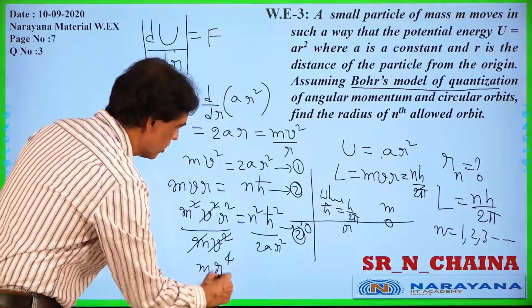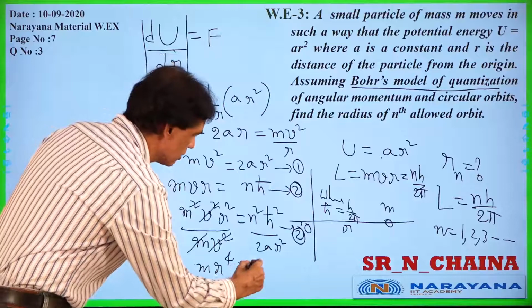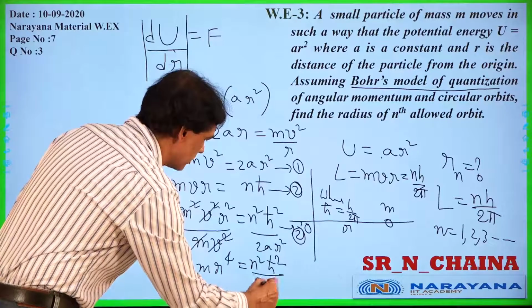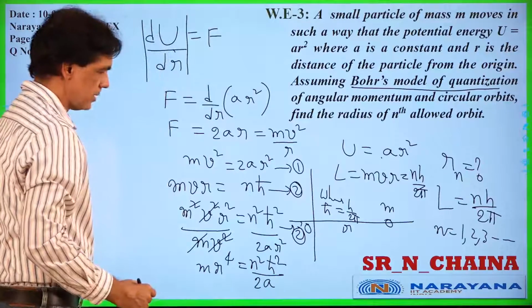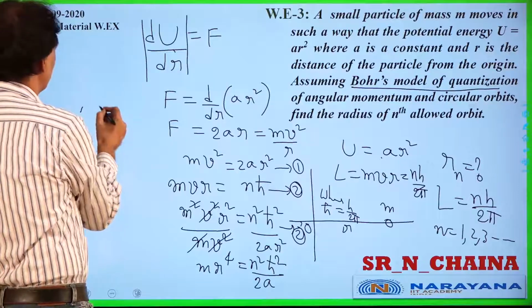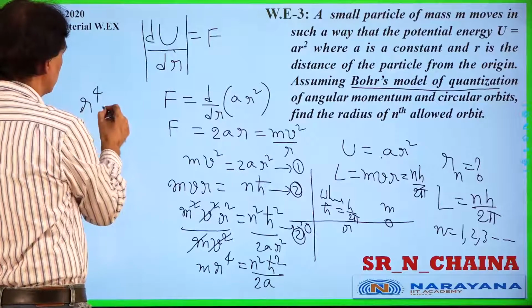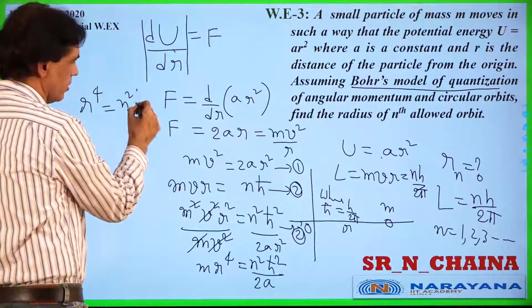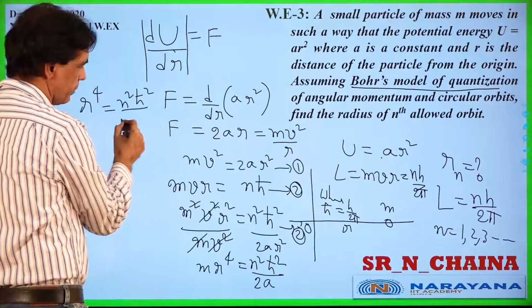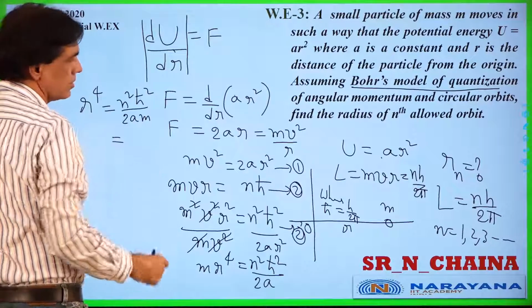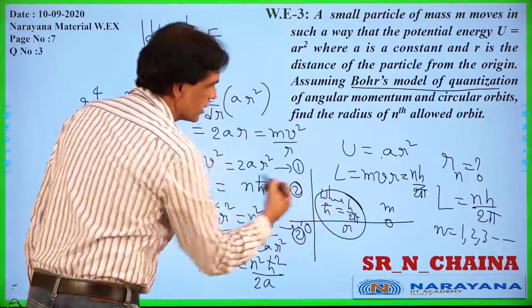It becomes m into r to the power of 4 equal to n square h cross square by 2 times EA. This is left out. I'll take m that side and we'll get r to the power of 4 value. So this is r to the power of 4, which is equal to n square h cross square whole by 2 EAM. That's it. What is h cross? We assumed h cross as h by 2 pi.